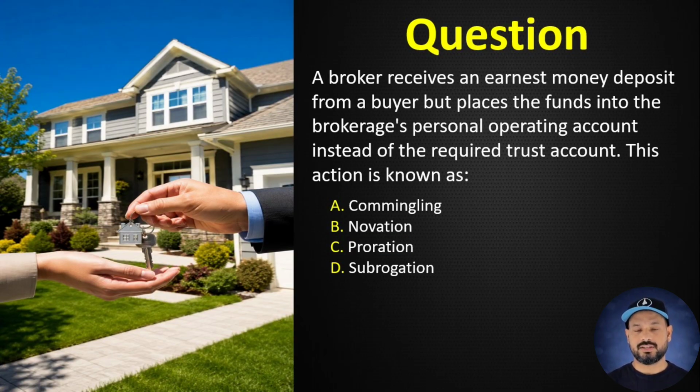Question number 5. A broker receives an earnest money deposit from a buyer but places the funds into the brokerage's personal operating account instead of the required trust account. This action is known as A. Commingling, B. Novation, C. Proration, D. Subrogation. Correct answer, A. Commingling. Commingling occurs when client funds are mixed with a broker's personal or business funds.